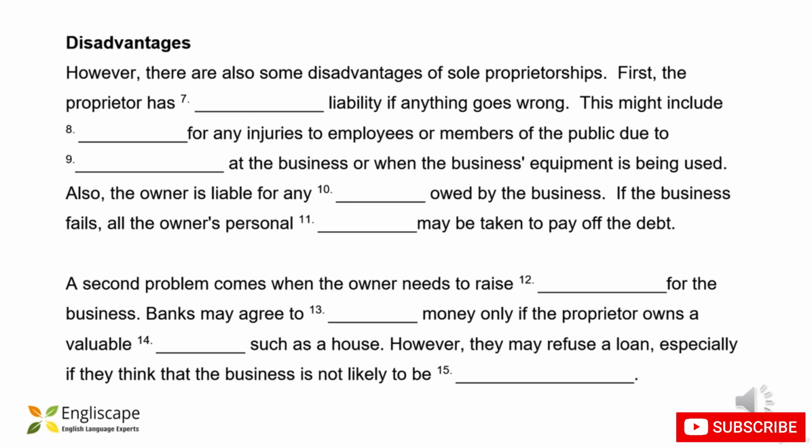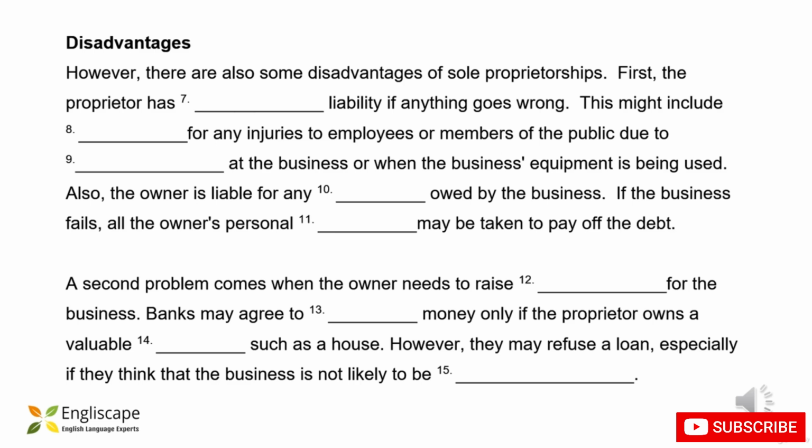However, there are also some disadvantages of sole proprietorships. First, the proprietor has unlimited liability if anything goes wrong. This might include liability for injuries to employees or members of the public due to accidents at the business or when the business equipment is being used. Also, the owner is liable for any debts owed by the business. If the business fails, all the owner's personal assets may be taken to pay off the debt.